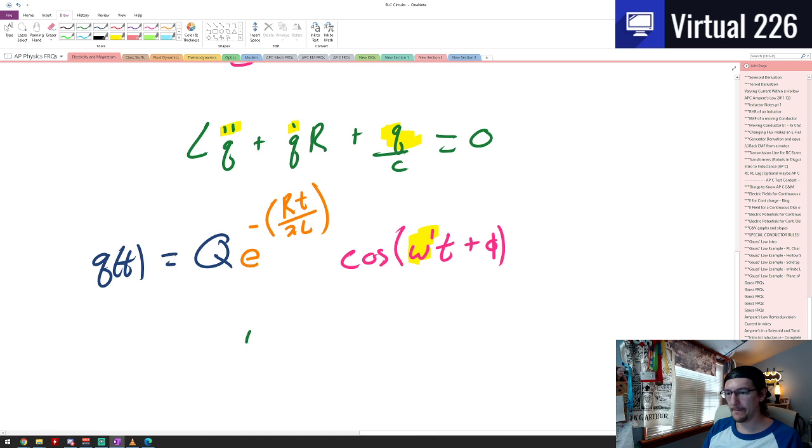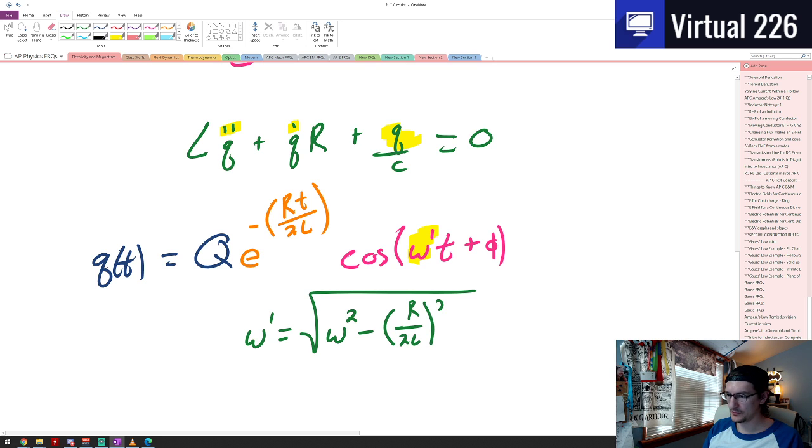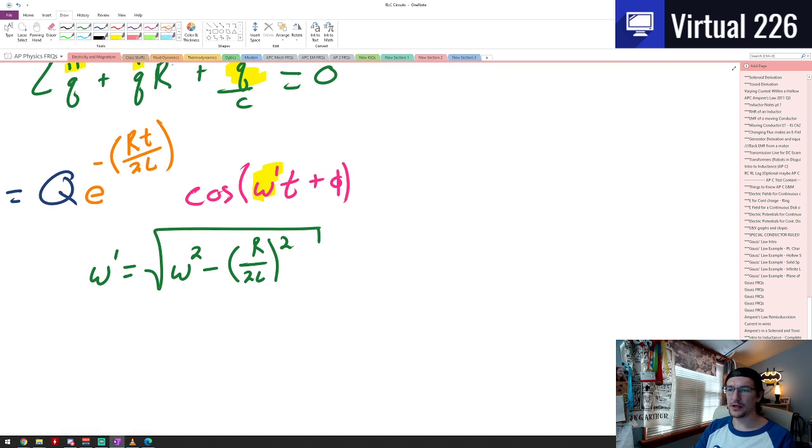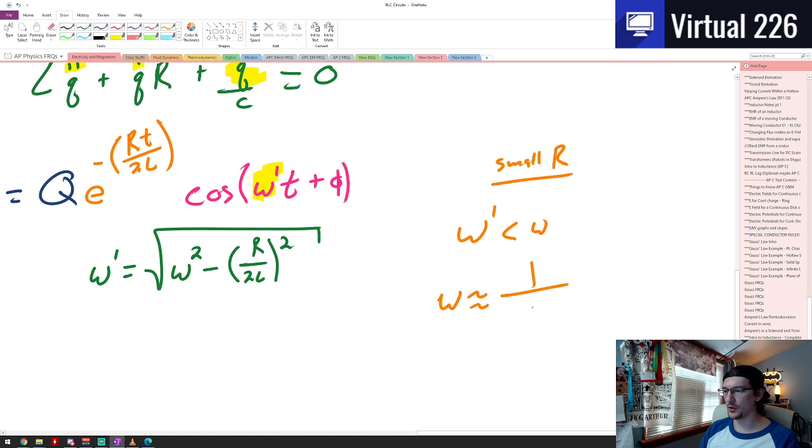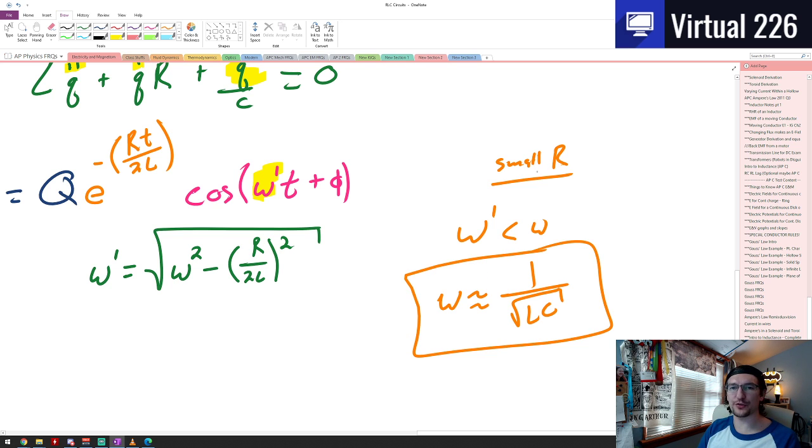This omega prime here is equal to the square root of omega squared minus R over 2L squared. Okay? If for some reason your omega prime is less than omega, because you have a small value of R, a very small resistance, then essentially you can say that omega is just approximately equal to 1 over the square root of LC, which you already knew because let's say R was so small it was 0.